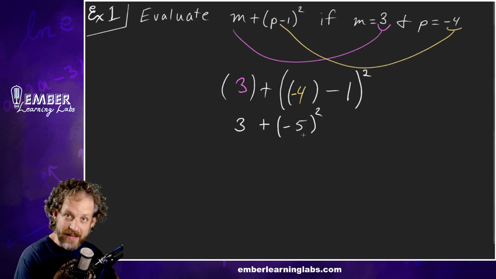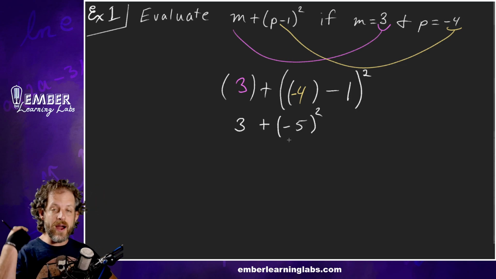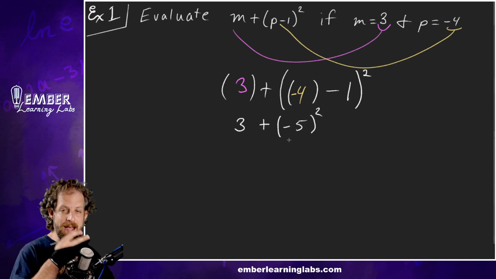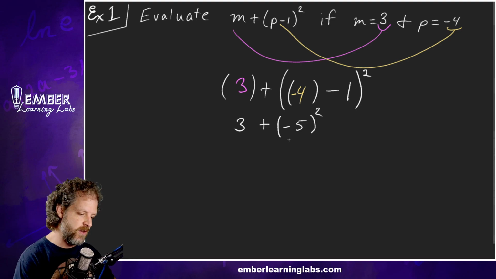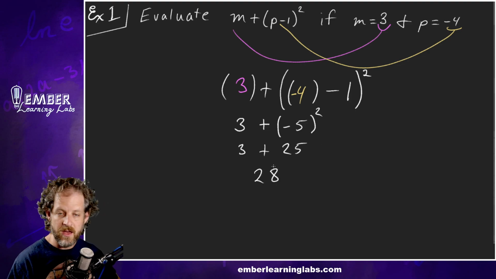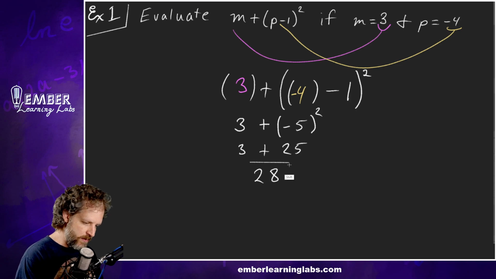Now we have a negative 5 squared. Whenever we square a negative, remember that we get a positive because a negative times a negative is a positive. So this turns into positive 25. So we bring down our 3 plus 25. 3 plus 25 is, of course, 28. No big deal. So there we go. That's the end of that example.